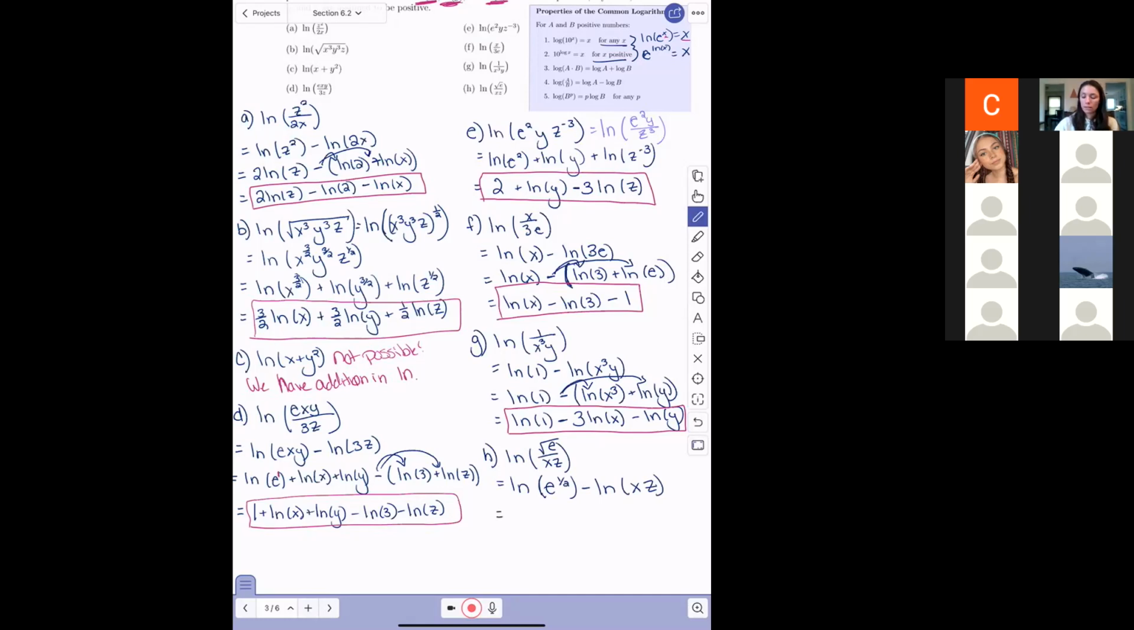Now from here, how do we expand this first term? Using property 1. Yes. So we have 1/2 minus, how do we expand the second term? Using property 3. Good. So we'll have ln of x plus ln of z. Okay, now from here, we have 1/2 minus, we'll go ahead and distribute this negative, ln of x minus ln of z. And that's your final answer there. Any questions?